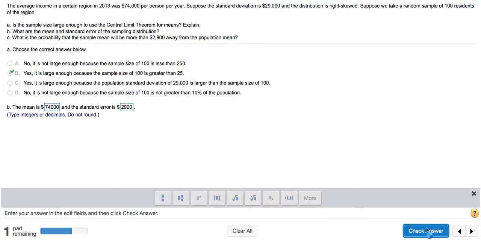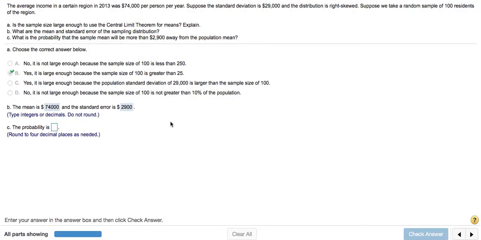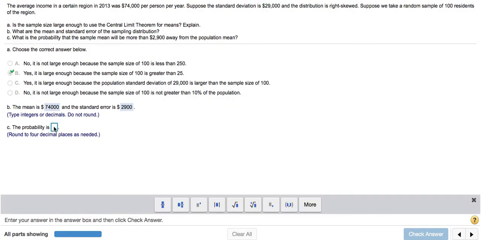Check my answer. Okay. Now we want a probability. In fact, what is the probability that the sample mean will be more than $2,900 away from the population mean?